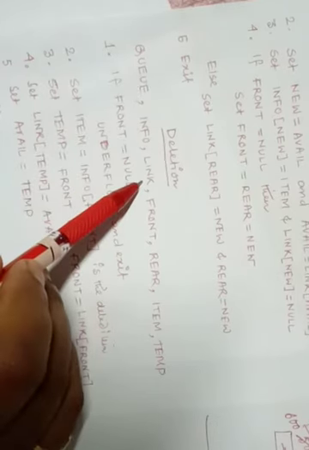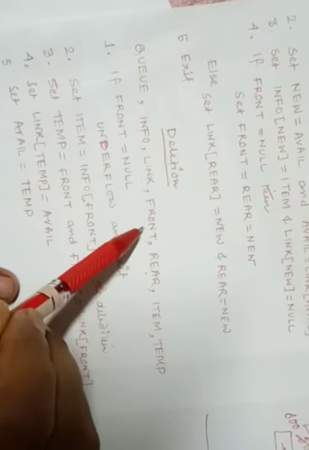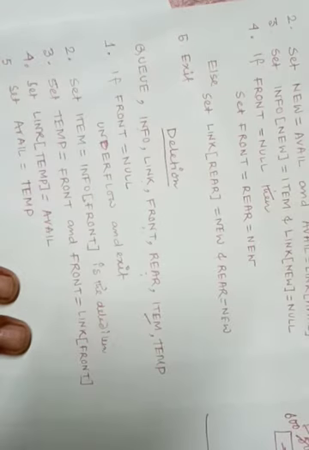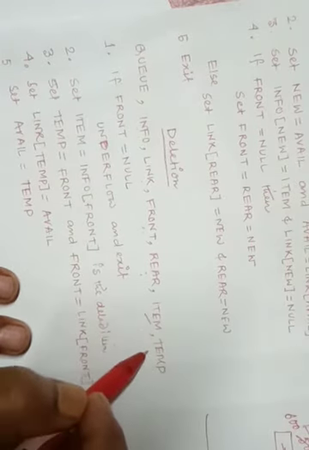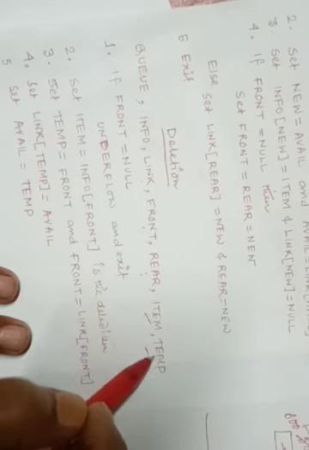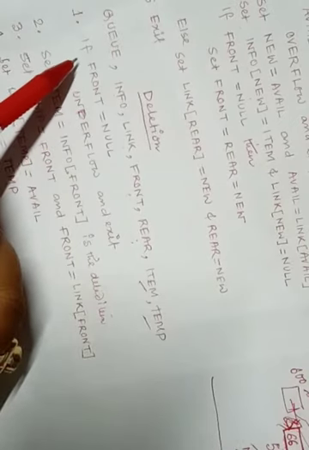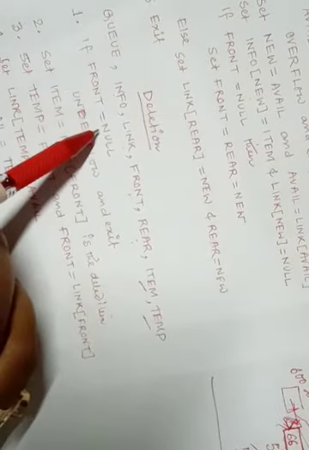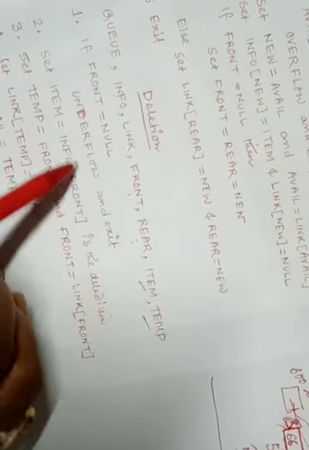node, link is the link which holds the address of the next node, front and rear indicate the front position and the rear position of the node, item is the information which will be deleted from the queue, and temp is the temporary variable which temporarily holds the address of the first node. So we'll check the underflow condition. If front equals none, that means the list is empty. So underflow condition will occur and we exit from the system.